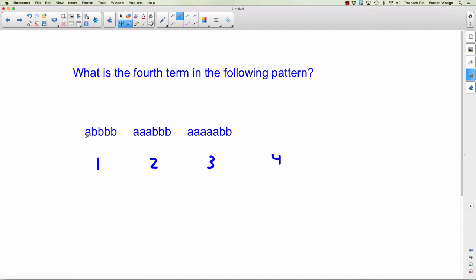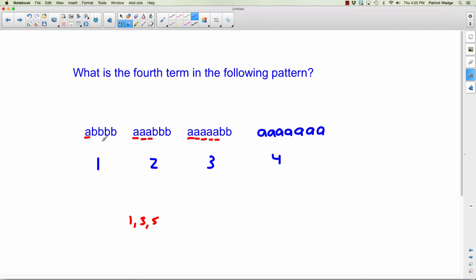If you look at the A's here, you have 1 A. Then you have 3 A's. Then you have 3, 4, 5. 1, 3, 5. Look at that. It's going up by 2 every time. So 1, 3, 5 goes up by another 2, 7. Or if you want all the odd numbers, 1, 3, 5, 7. So you would need to have 7 A's. You had 1, then 3, then 5, 7 A's. 1, 2, 3, 4, 5, 6, 7.